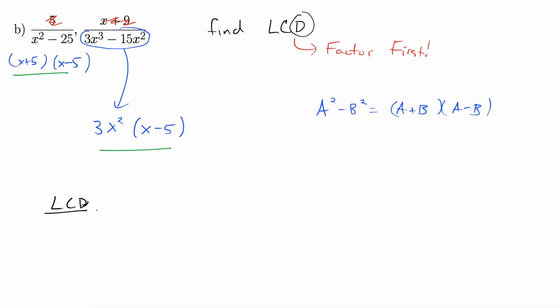To construct the LCD, we list the first one in its entirety, (x plus 5)(x minus 5). And then we go to the second one and ask, what else do we need to add to make sure that everything in the second one is included? Well, this LCD doesn't have a 3 in it, so I'm going to add in a 3. So now we got that. We need an x squared, so I'm going to add that in. Now we have an x squared, and we already have an x minus 5. So there we go. 3x squared (x plus 5)(x minus 5) is the LCD for those two terms.